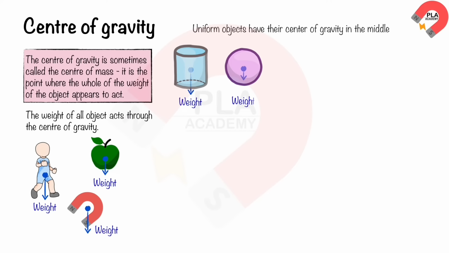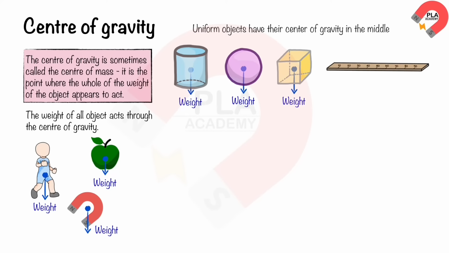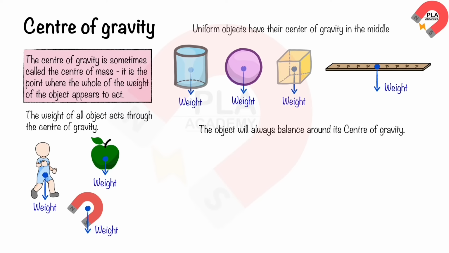A uniform sphere has its center of gravity at the center. A uniform cube has its center of gravity here. A uniform wooden meter rule has its center of gravity at the 50 centimeters mark. The object will always balance around its center of gravity.